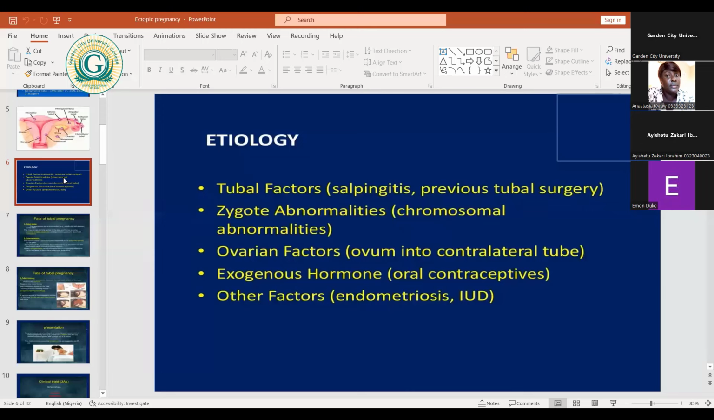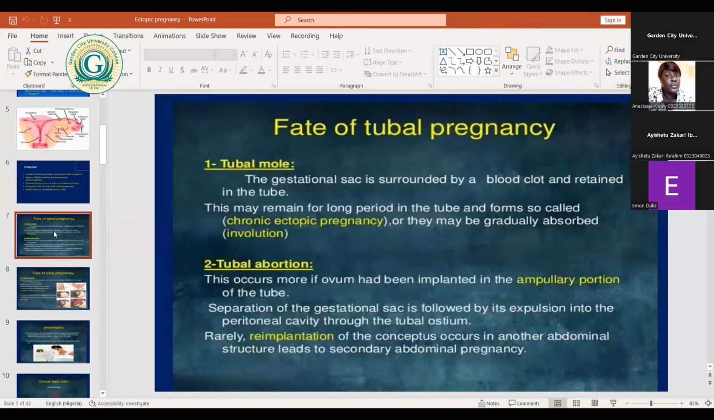Now, what are the factors that are responsible? Salpingitis, previous tubal surgery, zygote abnormalities, that is chromosomal abnormalities, ovarian factors. It could be that the ovum enters somewhere that is not supposed to go, or there is a problem in the ovary. And then oral contraceptives can also cause that. Endometritis, IUCDs, we have talked about that. Those could be responsible for this problem.